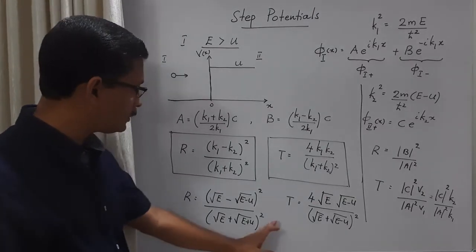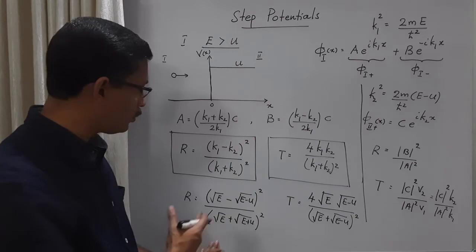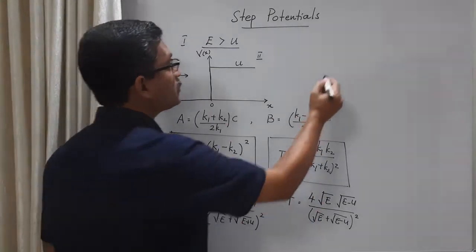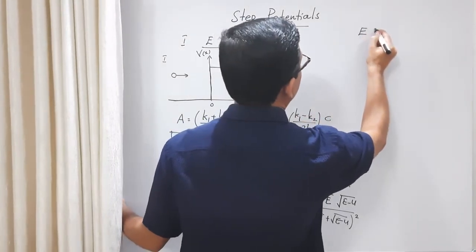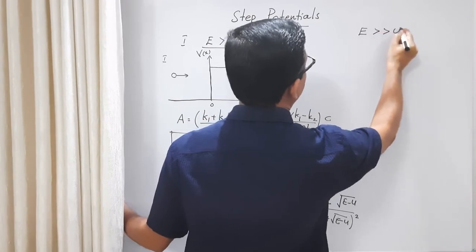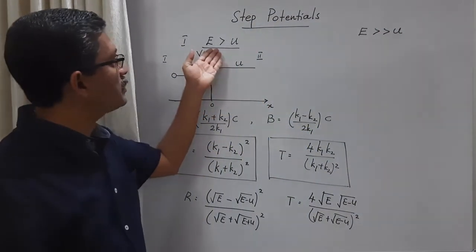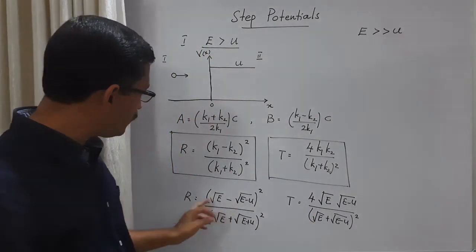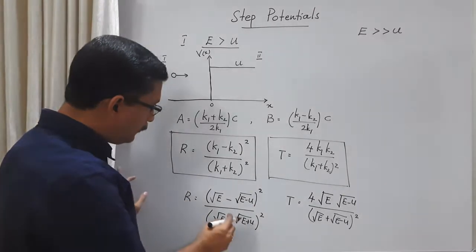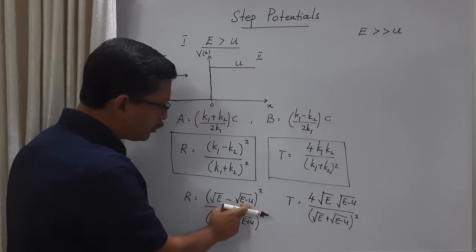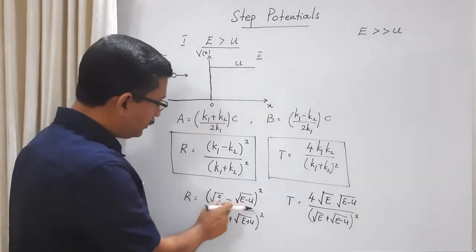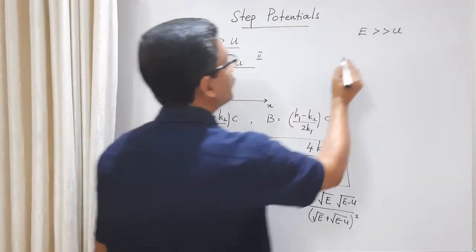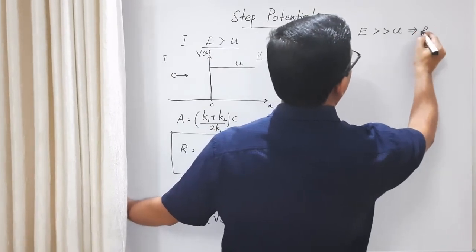Now from these expressions we can gather some information about how reflection and transmission probabilities vary with energy. Let us consider the situation E is very much greater than U. We are considering total energy greater than U, but suppose energy is very much greater than U, then what happens to reflection probability? If E is very much greater than U, root of (E minus U) is approximately root E, then the numerator will be root E minus root E, so reflection probability tends to 0.